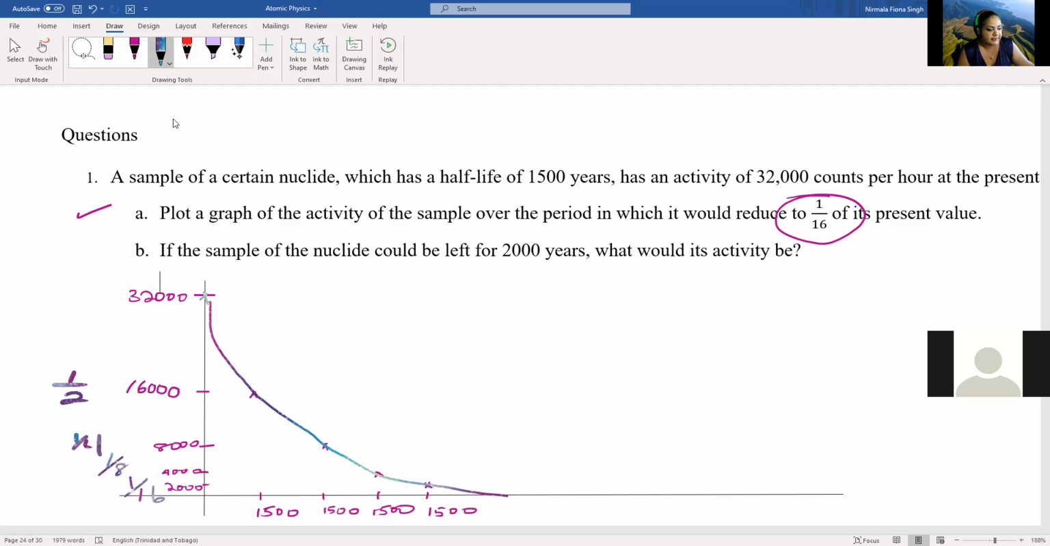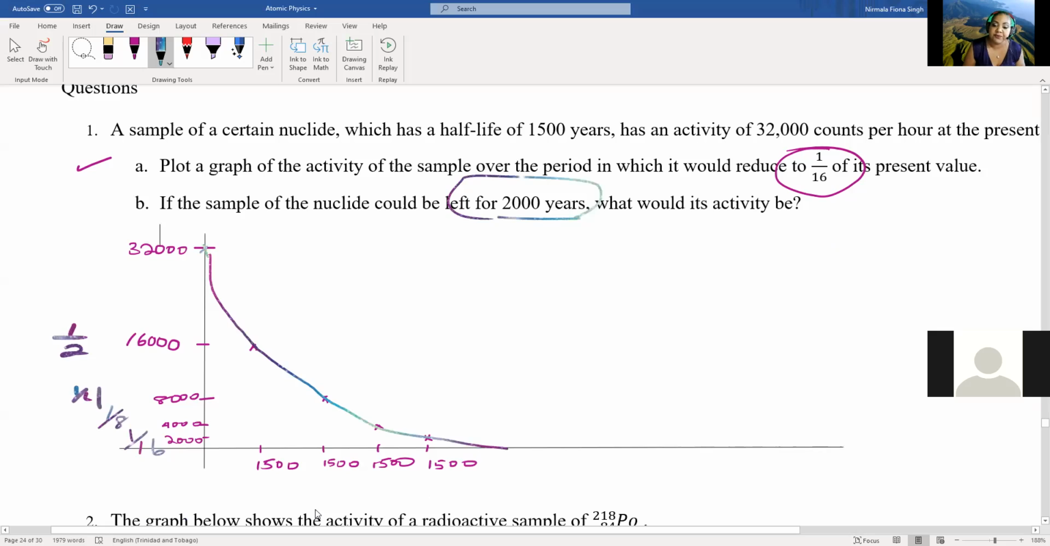So if the sample of the nuclide could be left for 2,000 years, what would the activity be? Now this is where, if you plotted a graph, you could read this value. They want to know the activity at 2,000 years, so you go to your graph. Please note, I was just checking every 1,500 years, but do we plot graphs by putting the same amount of numbers, or do we get larger and larger and larger?